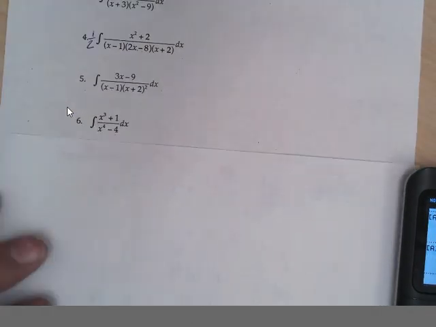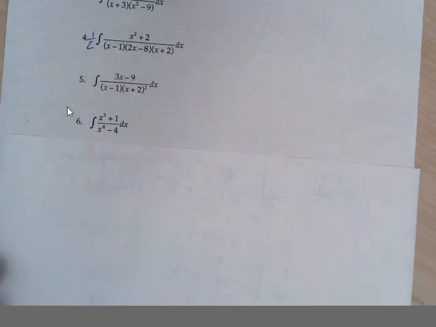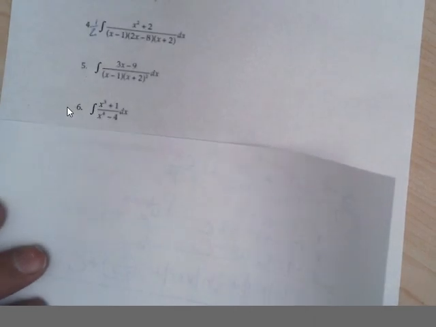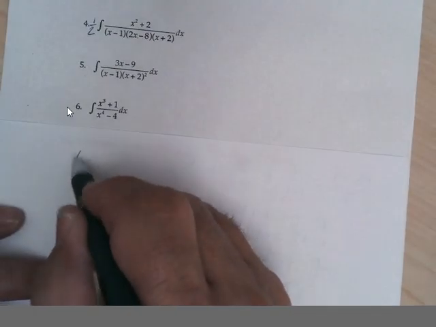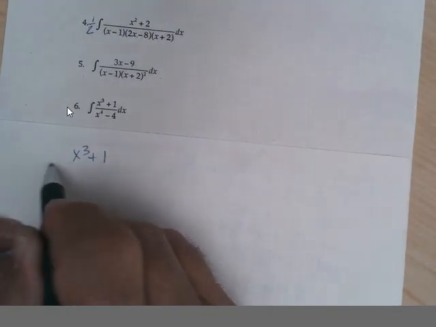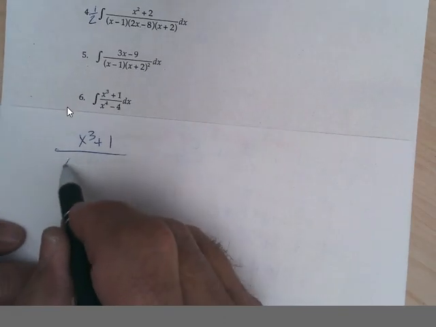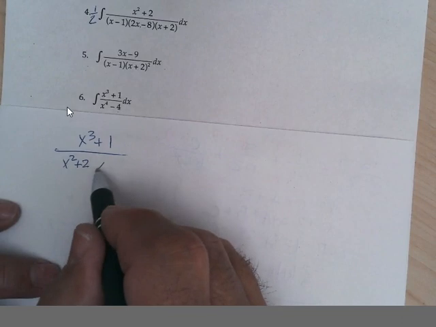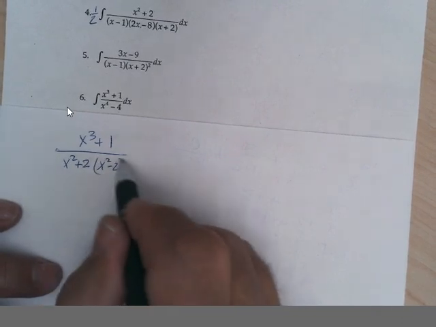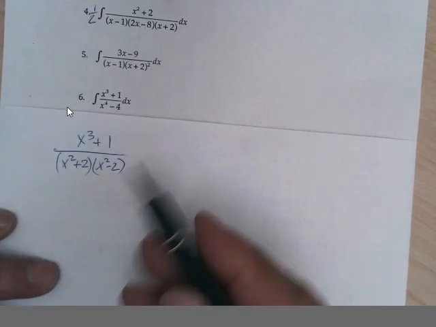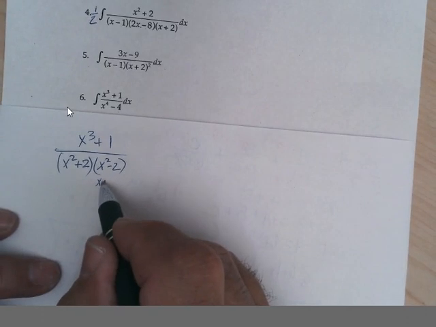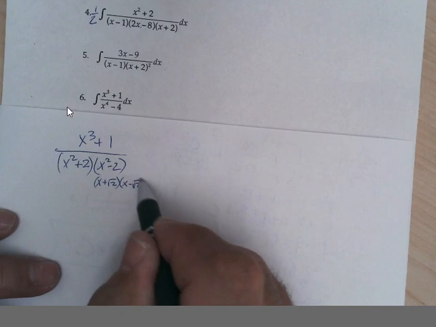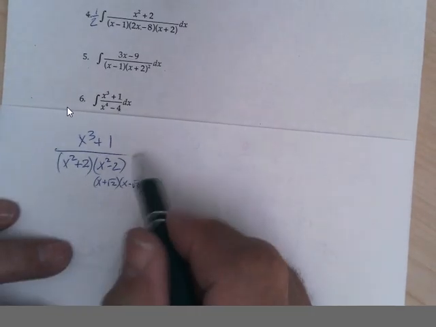And 6. We'll do this one, and then I'm going to take a short break, and then I'll come back and do the trig subs. So we got x cubed plus 1. This factors to x squared plus 2 and x squared minus 2. Now, I could write this as x plus the square root of 2 and x minus the square root of 2, and it would probably be easier to do that one this way.